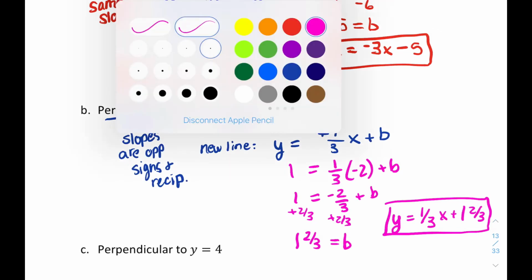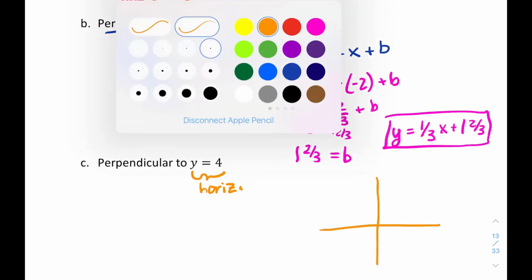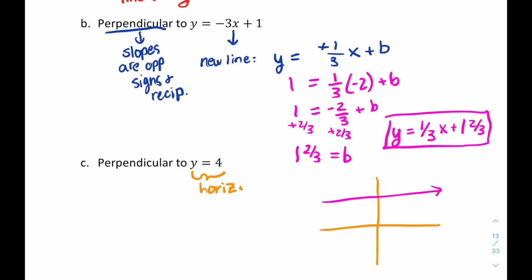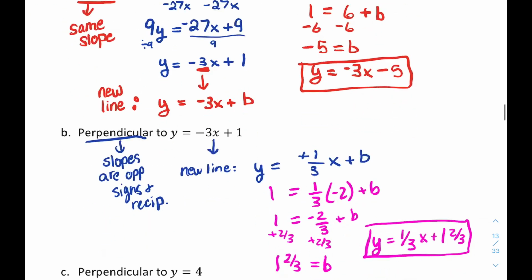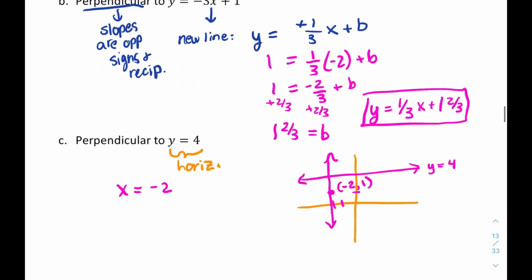Now perpendicular to y equals 4 is a little bit weird to think about. So let's think about what y equals 4 is. It's a horizontal line, and it might help to actually draw a little sketch of it. So here's y equals 4, not perfectly straight, but we want the equation of a line that is perpendicular to this one and goes through -2, 1. So perpendicular to a horizontal line is going to be a vertical line, and I need the vertical line that goes through -2, 1. So that's just the line that consists of all the points with x's of -2. So x equals -2.